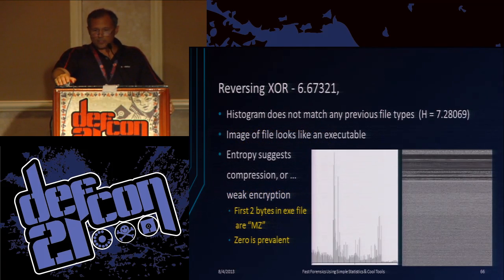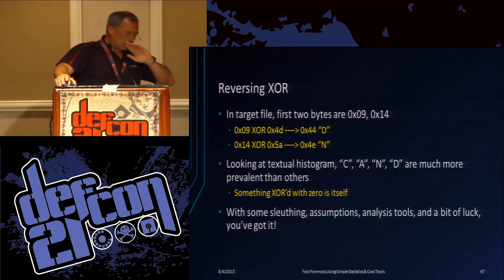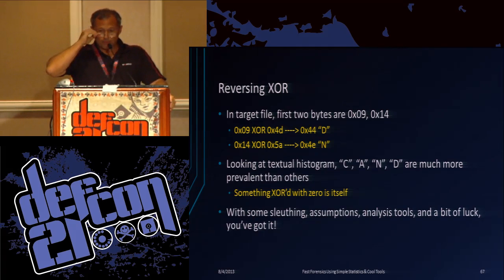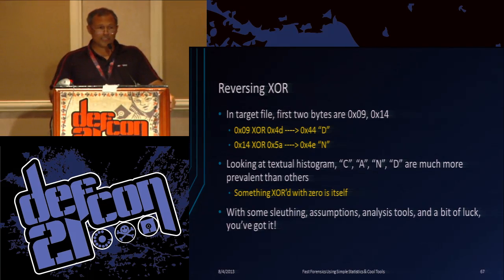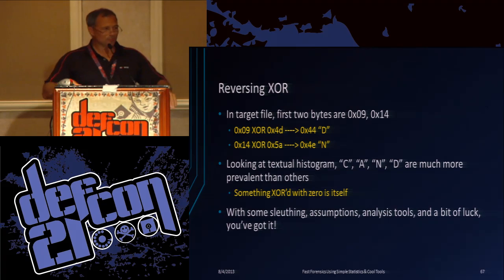I should back up. Knowing that the first 2 bytes in an executable are MZ, and that 0 is prevalent, can also help you a little bit with that. So in the target file, we found that 2 bytes were D and N. Looking at the textual histogram, we found C, A, N, and D were much more prevalent than others, so we can start guessing one of those might be a space, one of those might be an E, one of those might be a T. I did some hand waving here because I didn't think I would even get to these slides, so there's a little more to it than that. But the point is that you can use the entropy, the histograms, and the visual tool to help reverse XOR encryption.